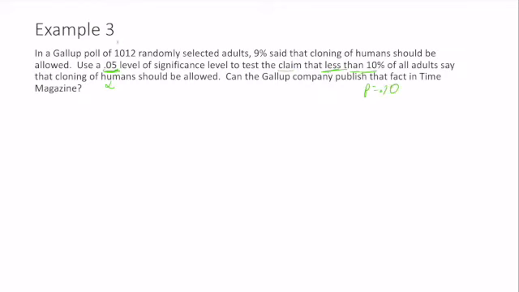So this is going to give us our p of 0.10. Our sample size is 1,012. And our p hat is going to be 0.09, right? Because it's 9% of the participants in this study. So let's go ahead and write our null and alternate hypothesis. My null hypothesis is that there's no difference from the claimed value. My alternate hypothesis is that we want to test the claim that less than 10%. So I'm going to have p is less than 0.10. This means I have a left-tailed test.